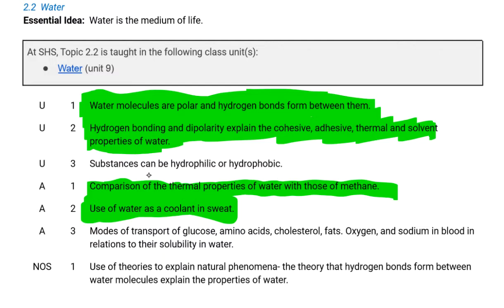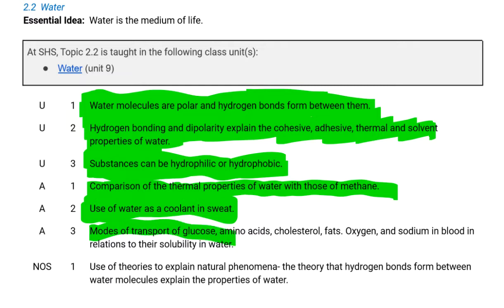Substances can be hydrophilic or hydrophobic. Hydrophilic means you like water. Hydrophobic means you don't like water. Hydrophilic substances dissolve in water, hydrophobic don't. So when we talk about our amphipathic membrane proteins, we have the hydrophilic phosphate head, which does like water, so it aligns towards water, and the hydrophobic tails, fatty acid tails, align inwards because they don't like water.